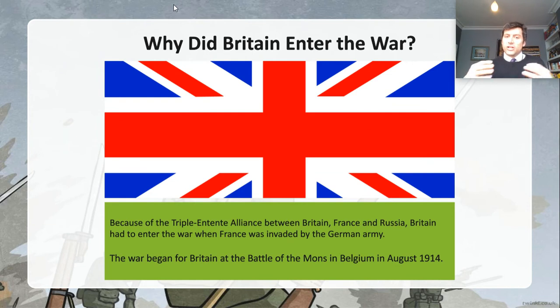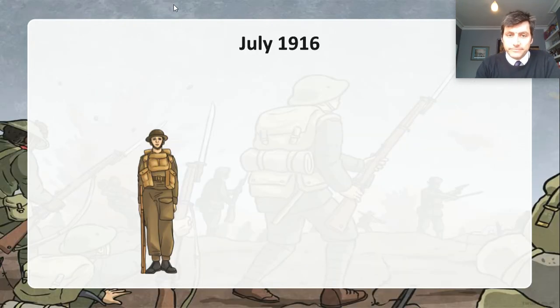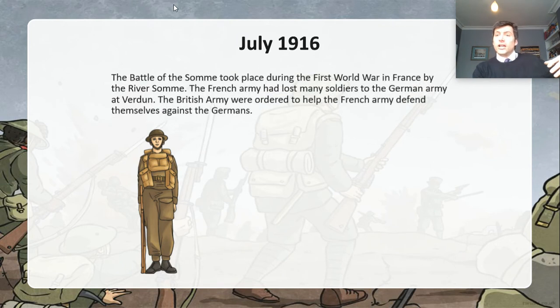Okay, because of this Triple Entente alliance, Britain had to enter the war when France was invaded by the Germans. So Germany invaded France, and therefore Britain had to launch to defend France. Okay, and that was the beginning of the war in 1914. In 1916, then, the war was still going on. It had been going on for nearly two years. And then there was the Battle of the Somme.